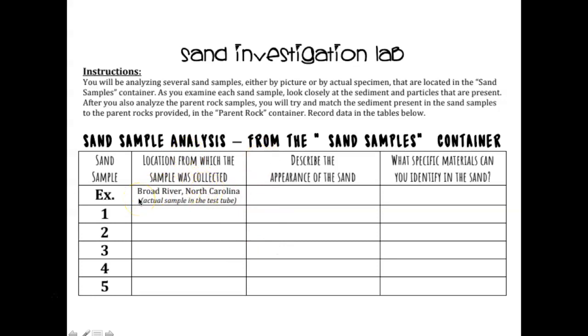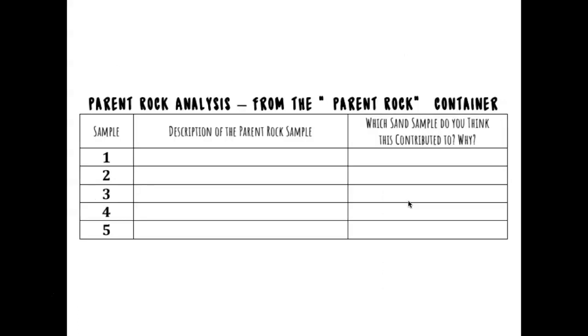They're going to start out looking at one example from around here from the Broad River, and I'm going to give them an actual sample of this in a test tube. The other samples are going to be on cards with images I screenshotted from the Science of Sand website. As students look at these different images, they're going to describe the appearance of the sand and what kind of materials they think they see in the sand. Some of them may be familiar with mica or quartz or shells and different things that may be found in these sand samples. This is the parent rock analysis.